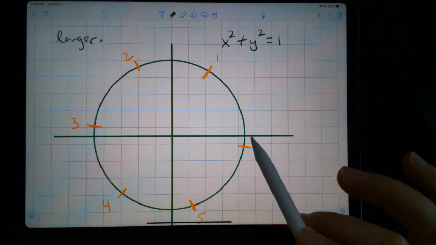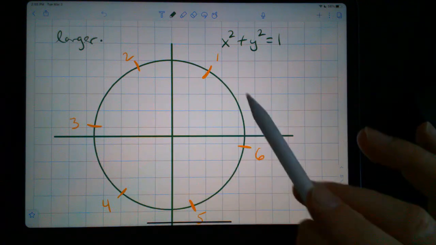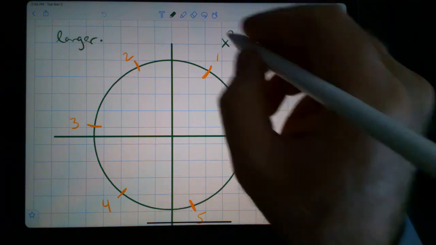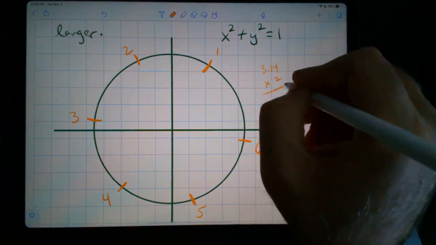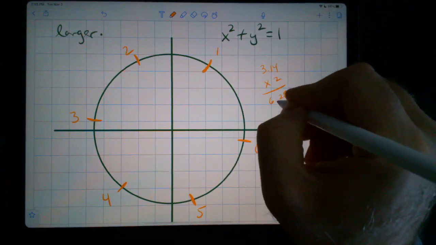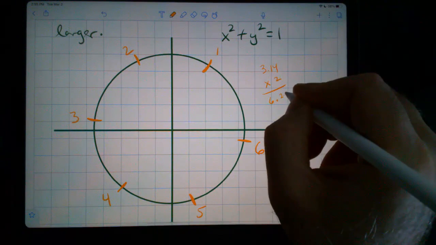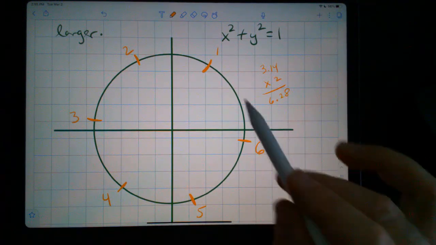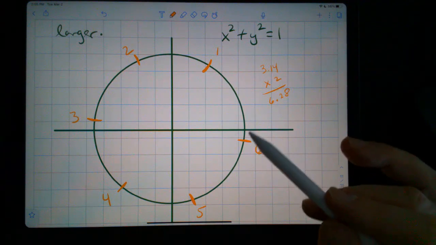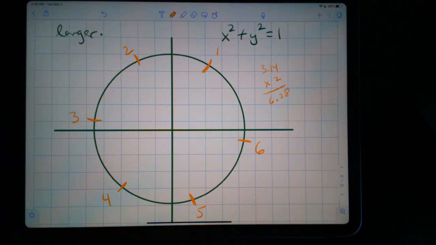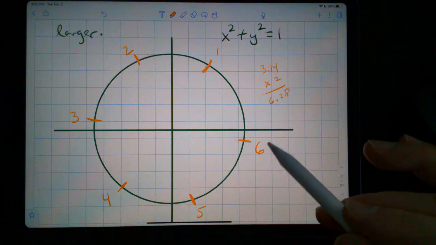So if the whole circle is 2 pi radians, 2 times pi, if pi is 3.14, this is about 6.28. It's about 6.28 all the way around the circle. So this is going to be almost 6.5, almost 6.25. So 1 radian is about here, 2 radians, 3 radians, 4, 5, and 6 radians.